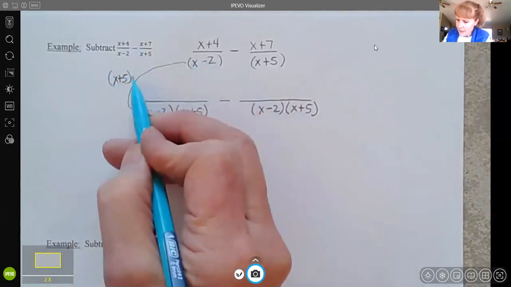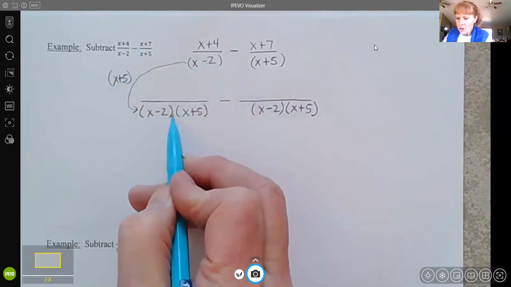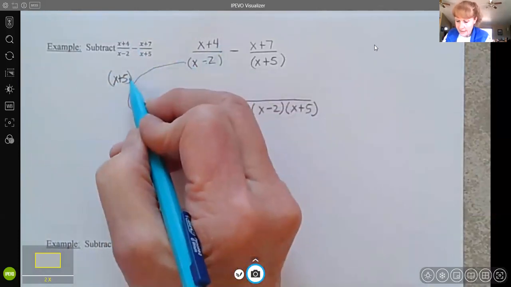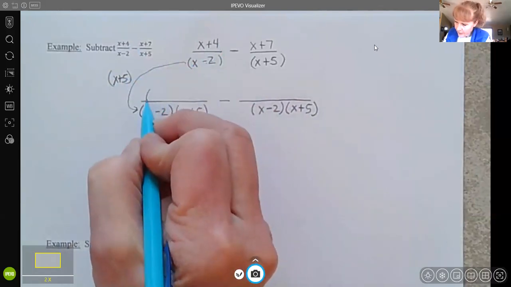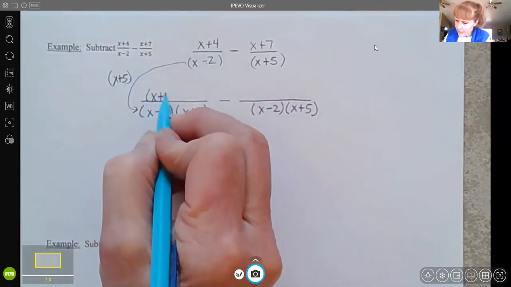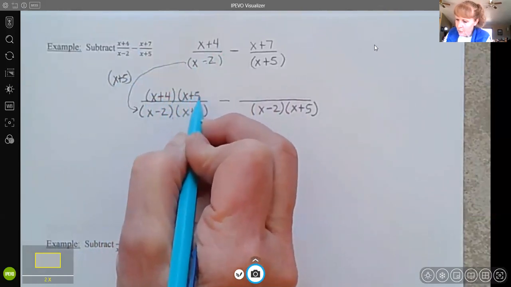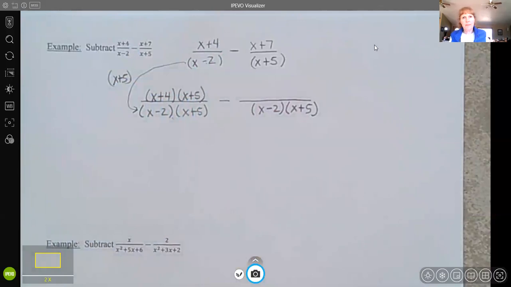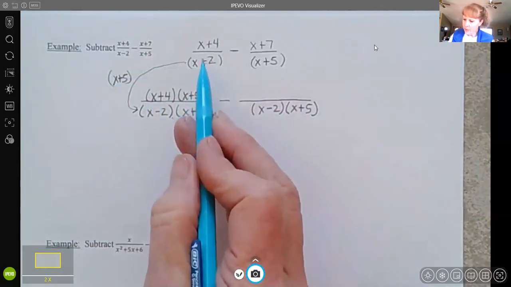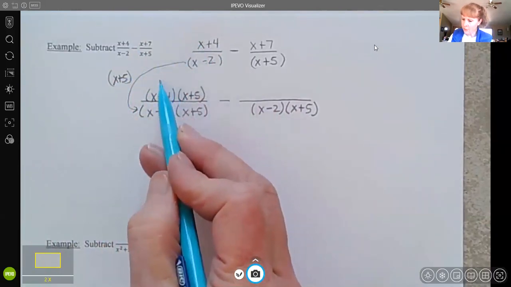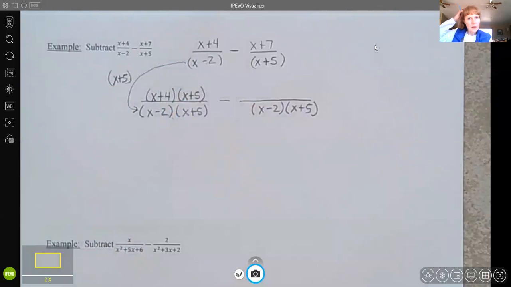If I took this times this, I get this. So that means I have to take the x plus 4 times that same thing. So whatever you multiply the denominator by, you have to multiply the numerator as well, so that you always have both of those. So if I multiply the denominator to get to here, I have to multiply the numerator as well.